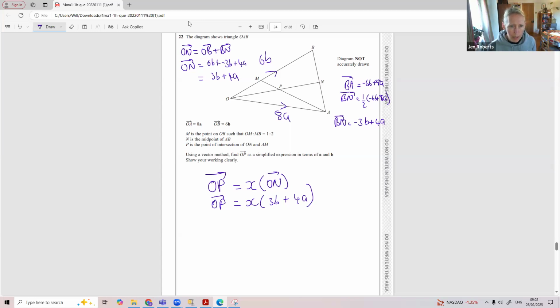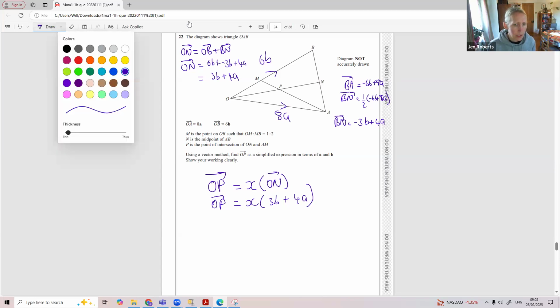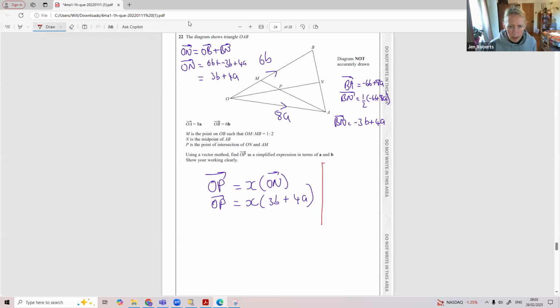So to get from O to P, O to P is O to M plus M to P. Right, what is O to M? O to M is part way along the line O to B. The ratio 1 to 2 means it's a third of the way along. So it's a third of 6B plus M to P.